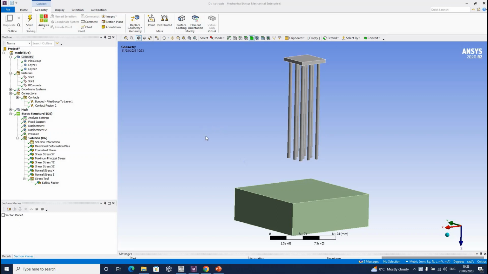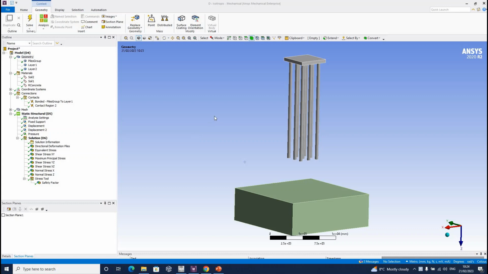So as I have promised, this is going to be a video to cover the topic of post-processing. In our problem, we have been setting up before a group of 9 piles on 2 layers of soils. So when we are doing post-processing, we need to be careful that we understand exactly what we are showing as a result in our models.